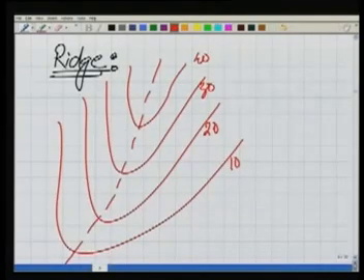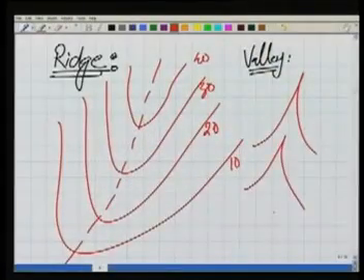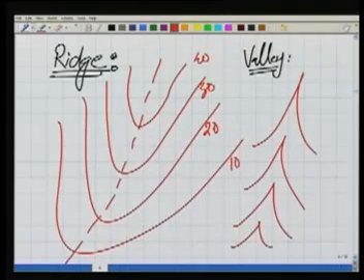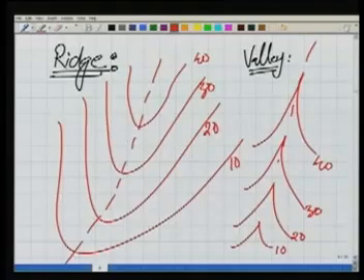Similarly, for a valley, I will draw the valley here only, so we can compare these two. Now the valley is a different kind of surface, a surface like this. Now in this surface, if I intersect by the horizontal planes, I get the contours which are inverted V in shape, 10 meter, 20 meter, 30 meter, and 40 meter, and this is the valley line.